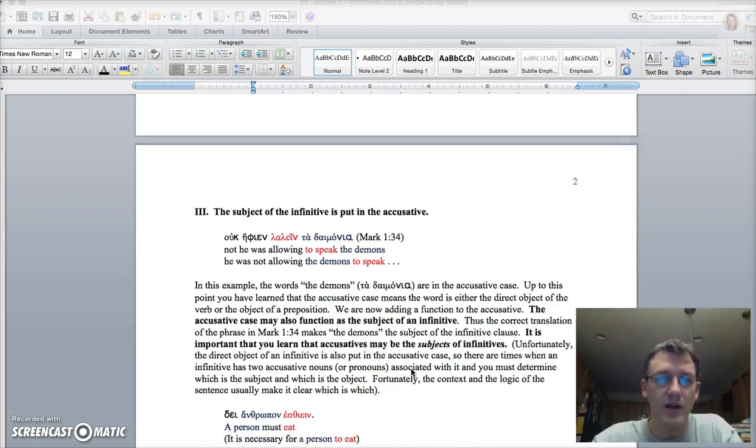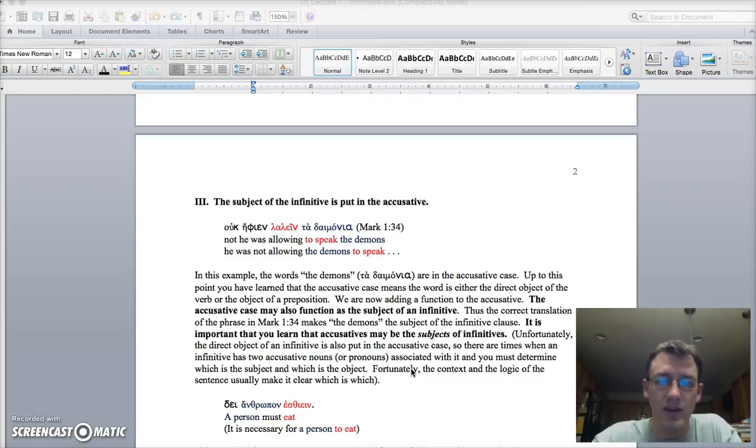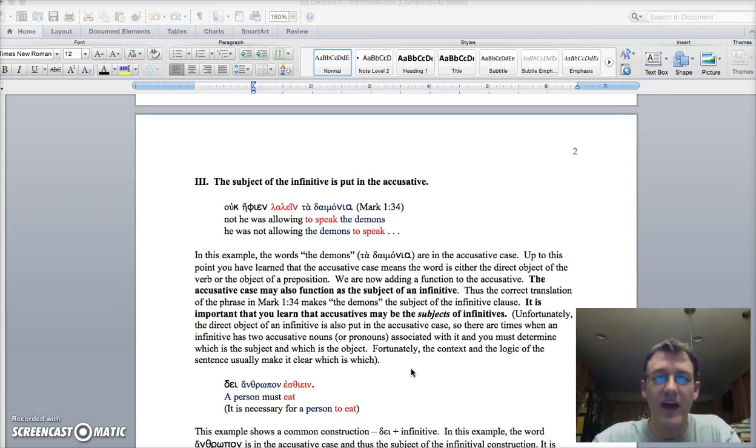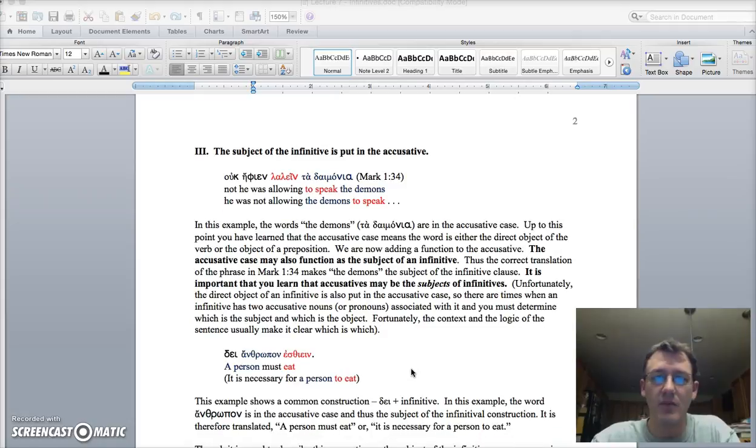All right, so the first thing you need to know just formulaically about the infinitive is that it takes its subject in the accusative. I know that sounds weird at first, but you'll see what I mean. In this example out of Mark 1:34, here's the very literal translation: not he was allowing to speak the demons. The infinitive is the red part there. The demons are in the accusative case, accusative neuter plural in this particular case, and they become the subjects of the infinitive. So here we would translate it: he was not allowing the demons to speak.